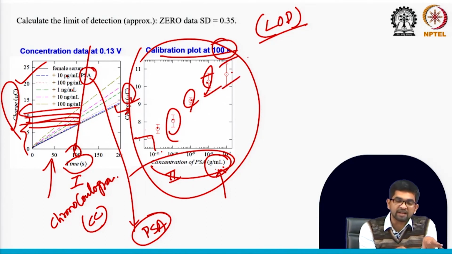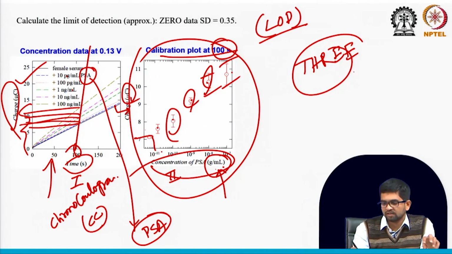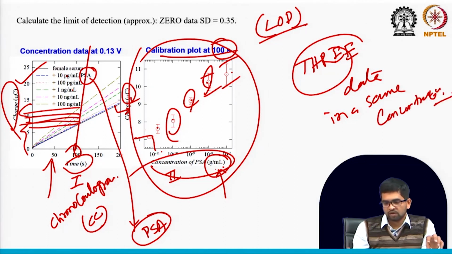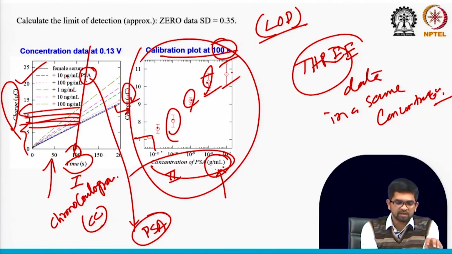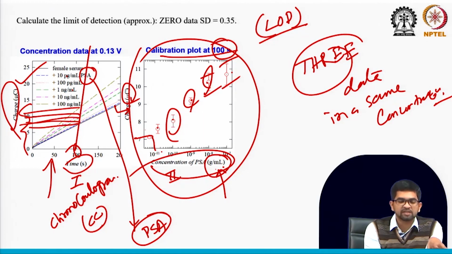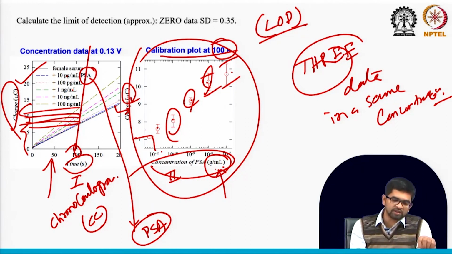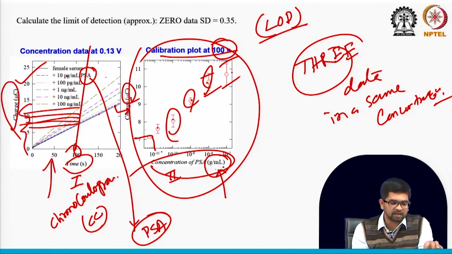Error bar means at least you have to collect three data points at the same concentration. To get this error bar, at least three. For example, at 10 picogram, you collect 3 data points. But in this diagram there are not 3 data available. If I put all 3 data, it will be too cluttered and you cannot find the data. That is why I showed just one chronocoulogram each.